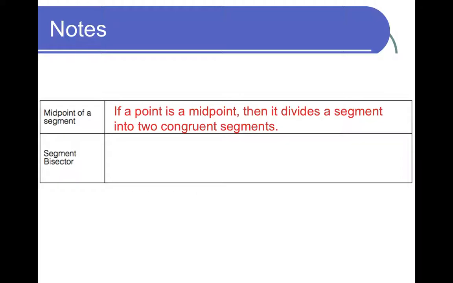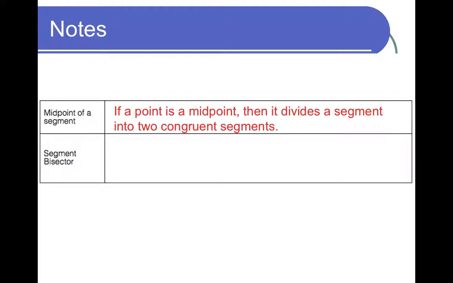So if a point is a midpoint, then it divides a segment into two congruent segments. That's what a midpoint is. That's the point on the line where it's halfway in between, so that it divides into two equal segments.